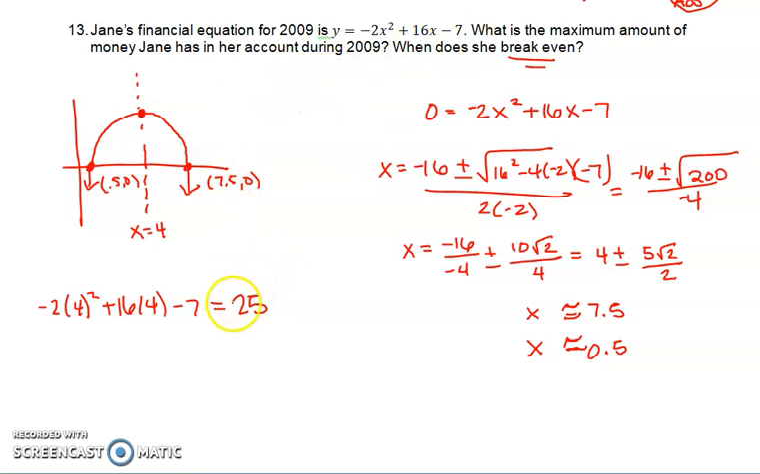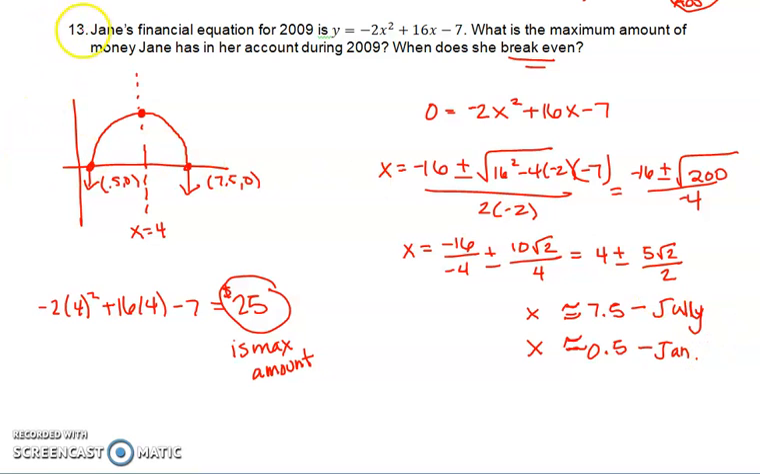So the questions were, what is the maximum amount of money Jane has in her account in 2008? $25 is the max amount. And when does she break even? Well, the 7th month is like July, middle of July, and this would be somewhere in January. So again, those are the 3 word problems.